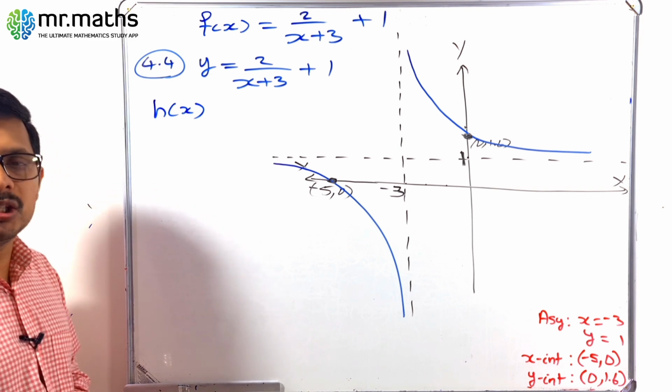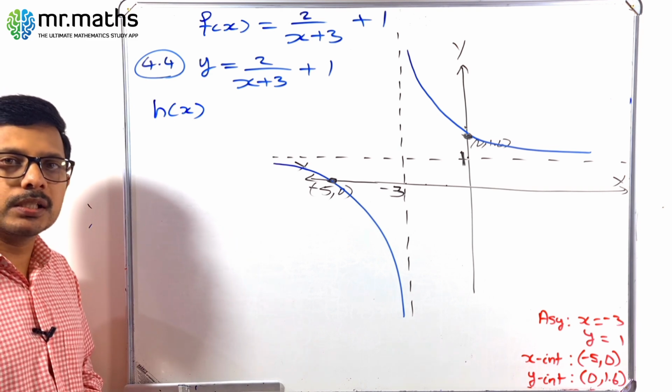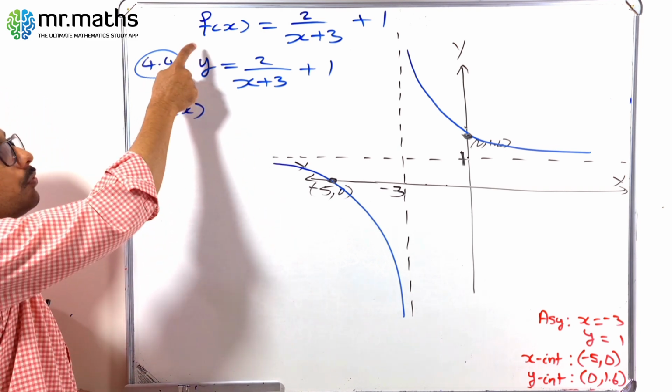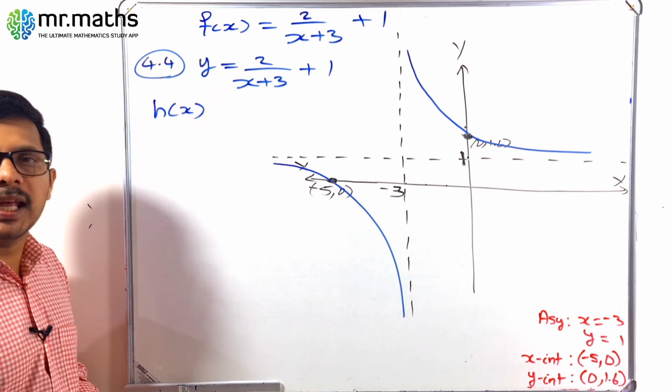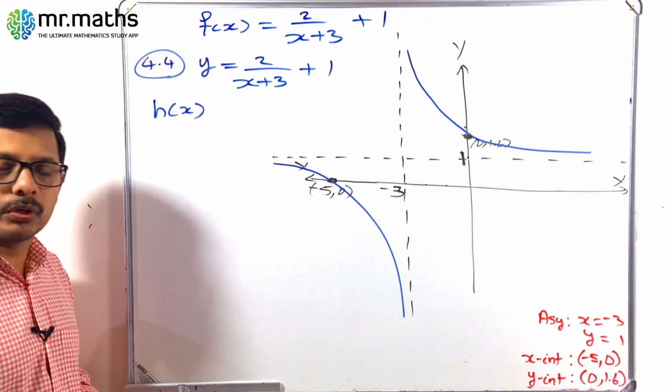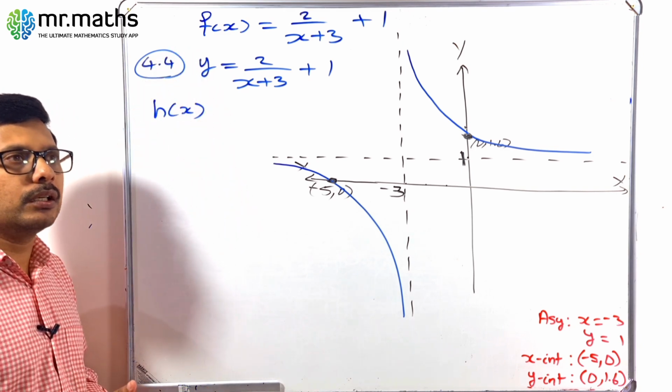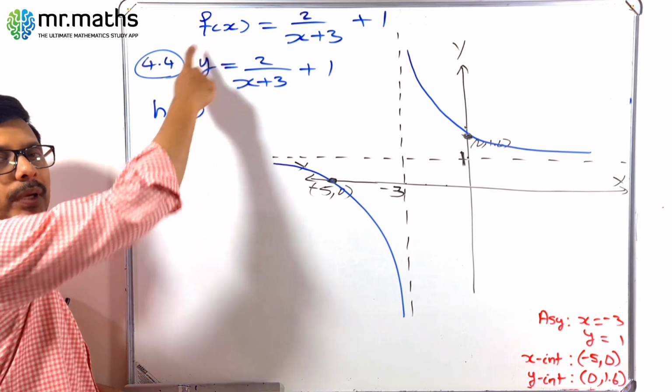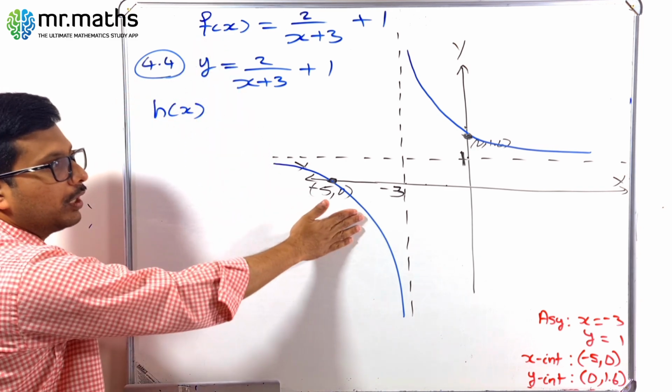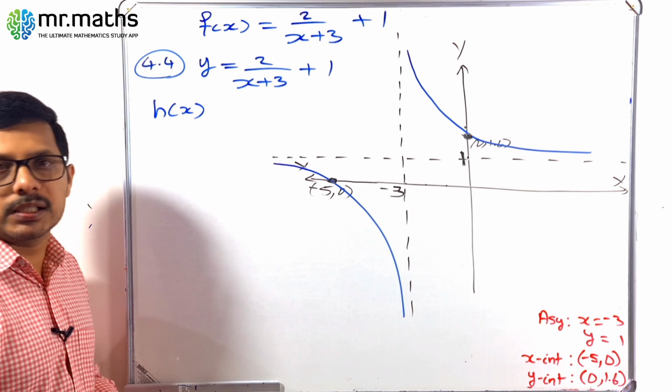And what is that h of x? h of x is the reflection of this f of x based on the x-axis. So, reflection of f based on the x-axis. This graph is reflected based on the x-axis.